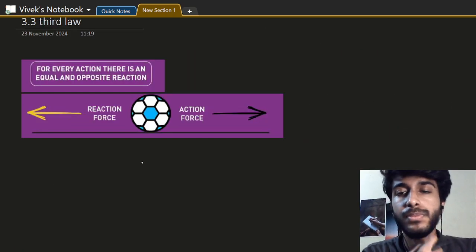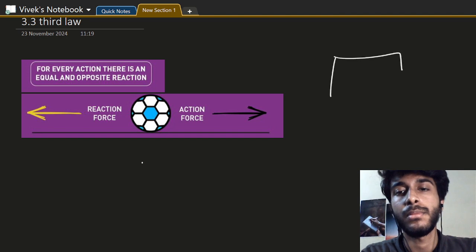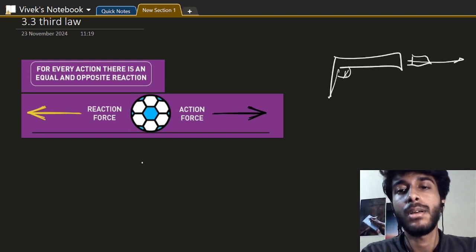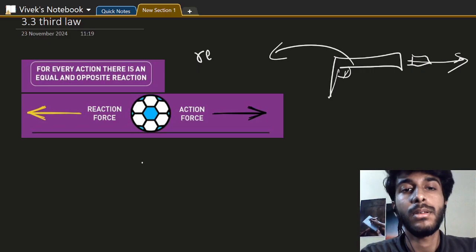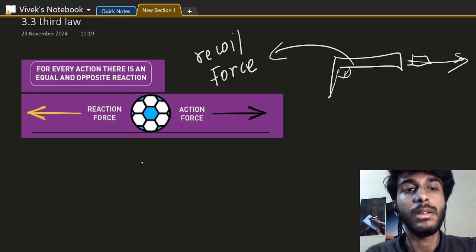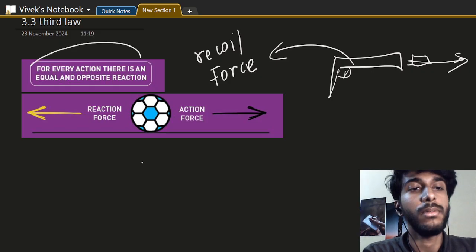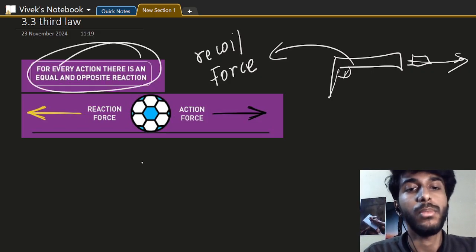And the third law, the most important law. Let us say we have a gun, and a bullet is fired. So when the bullet is ejected from the gun, the gun will also feel the recoil velocity or acceleration. This is called the recoil force experienced by the gun in the opposite direction. So this is what the third law says. For every action, there is an equal and opposite reaction.